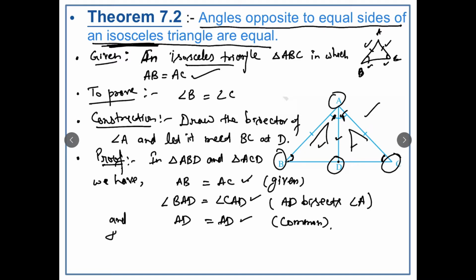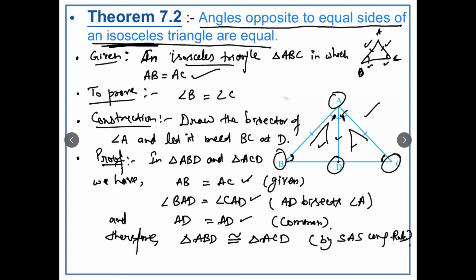So, therefore, triangle ABD is congruent to triangle ACD, and this is by the SAS congruence rule. Okay, and this implies that angle B is equal to angle C. Why are they equal? By the property CPCT, which is corresponding parts of congruent triangles are equal.